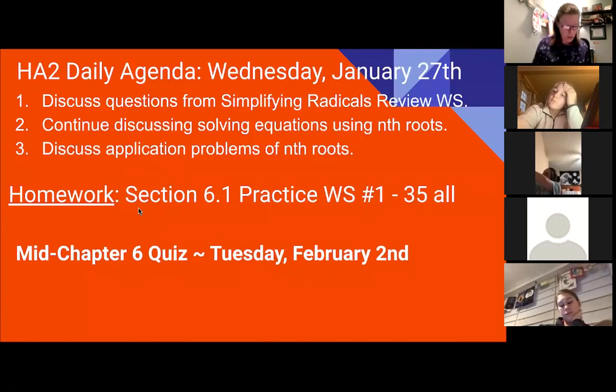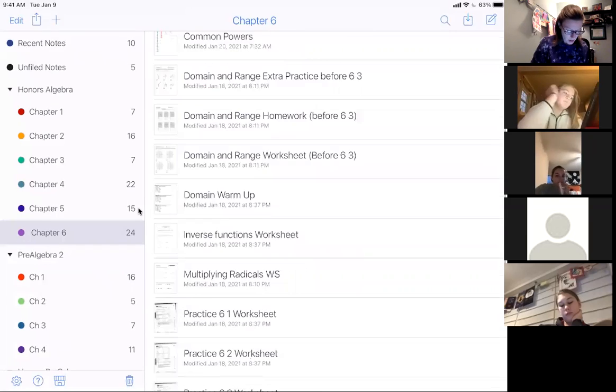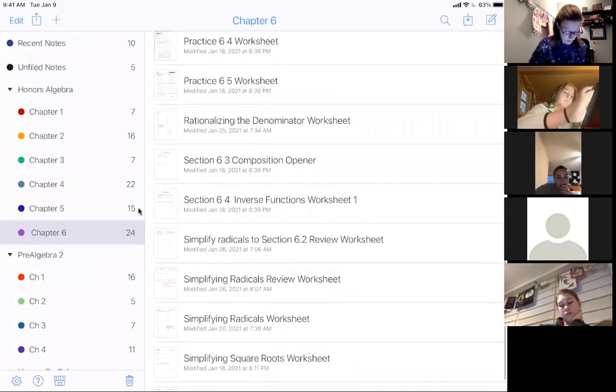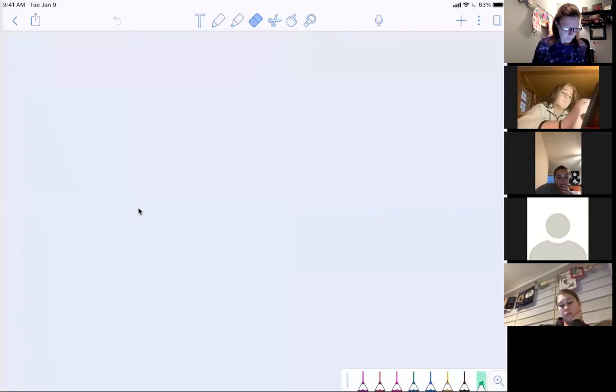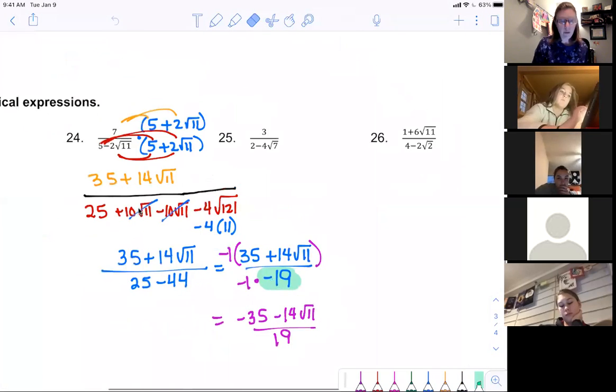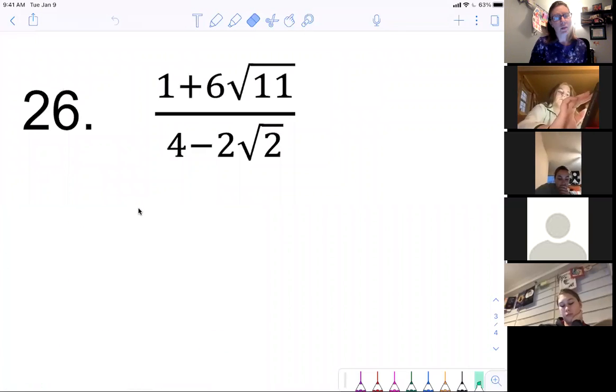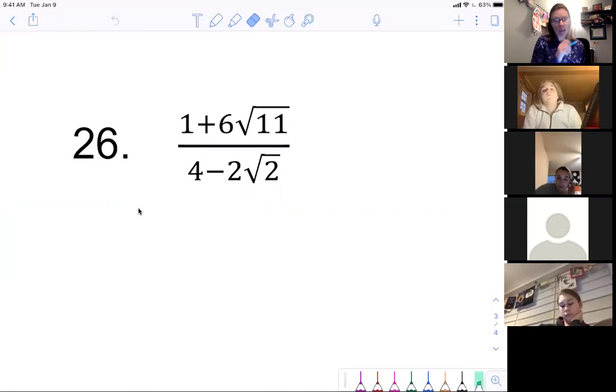All right, so 26 from the worksheet. Yesterday we did some of the problems. I tried to do one problem from each group with the students that were in class, and that was recorded on the video. In number 26, we have 1 plus 6 root 11, and we are dividing that by 4 minus 2 root 2.